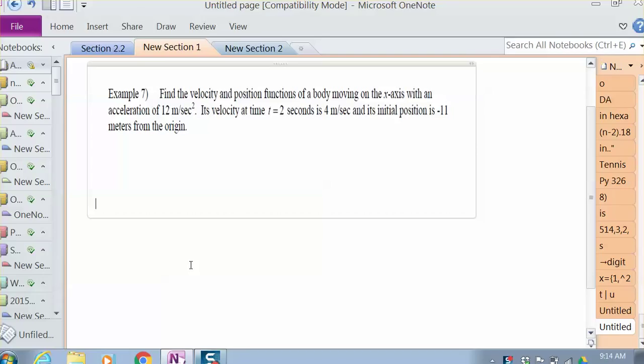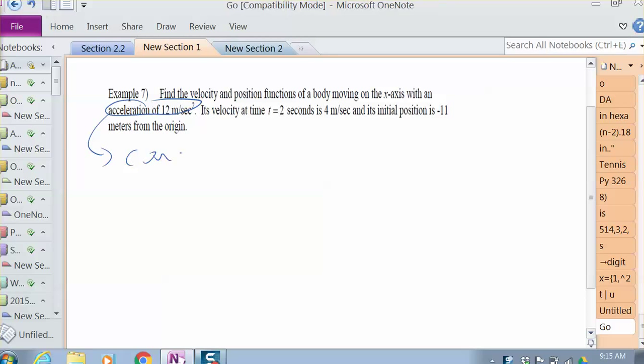But here we're looking at a linear motion problem, and we're given the acceleration, which is a constant value. So we can write the acceleration function as a of t equals 12. We're asked to find the velocity and position functions, and we're given some other information as well: when the time is 2 seconds, the velocity is 4 meters per second, and the initial position, when time is 0, is negative 11 meters from the origin.